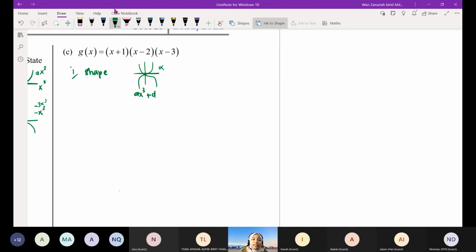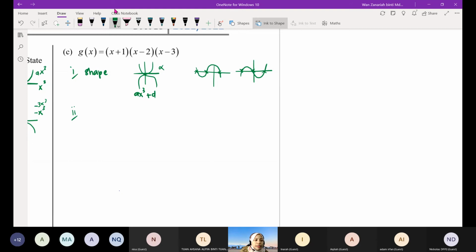Dia adalah, ni consist of 3. You nampak ni ada 3 nilai X. Okay, cuma you tak tahu dia naik dulu ke turun, ataupun dia turun dulu and naik. Betul tak? Tapi kita tahulah dia cut at 3 points. Sebab apa? Sebab ini adalah, okay, next step dia kata apa?